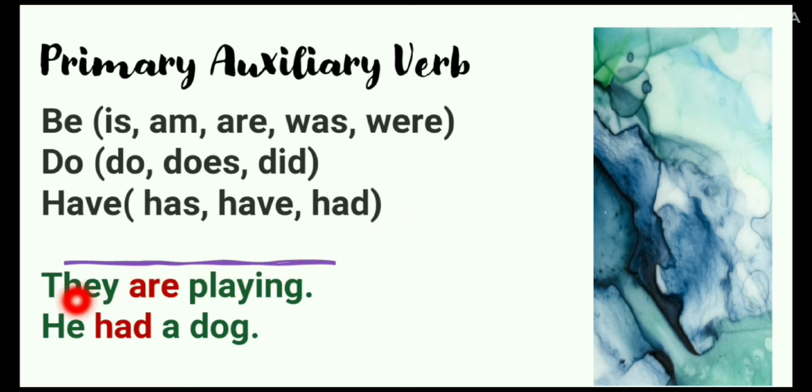Examples: they are playing. Are is an auxiliary verb which is helping the fourth form of verb, making it a sentence of present continuous tense. Second example, he had a dog. Now over here, had is not an auxiliary but a main verb.